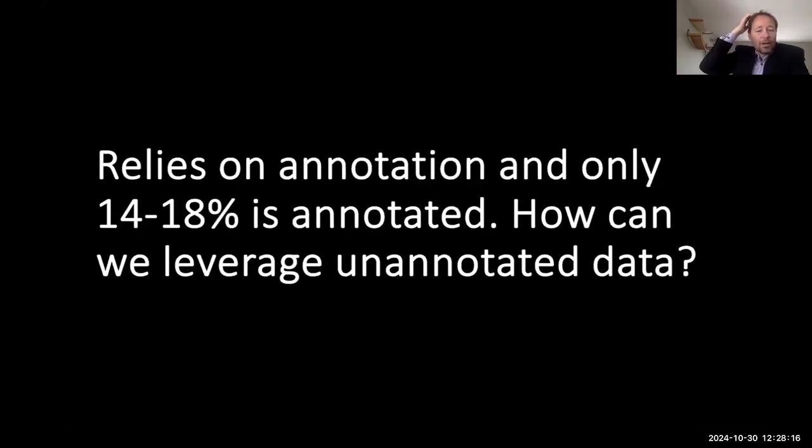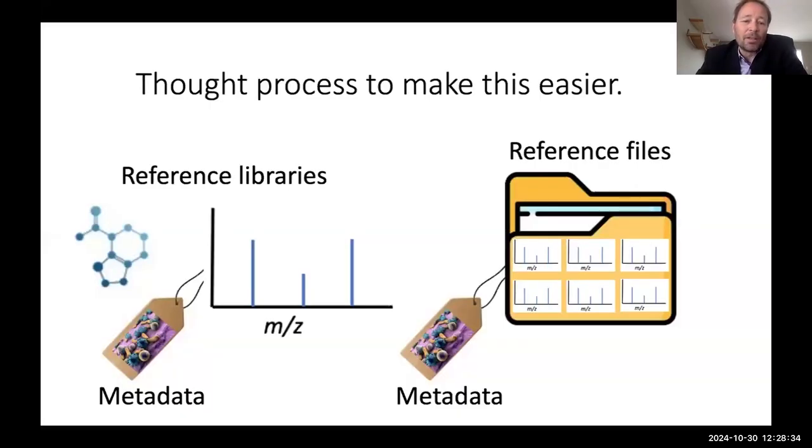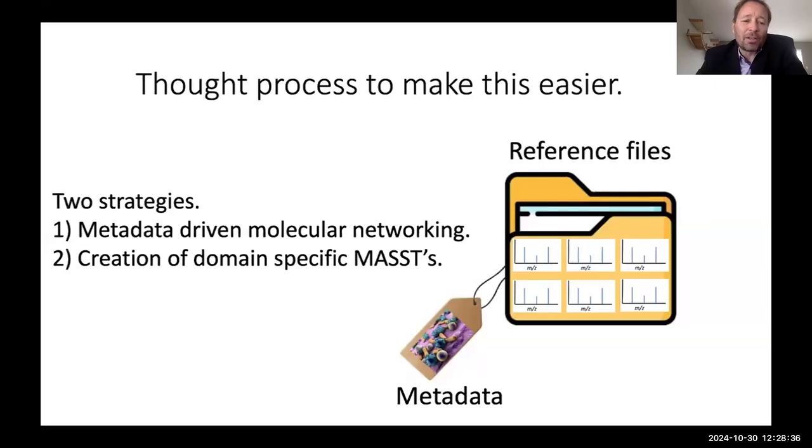But so far, when you do untargeted metabolomics, the majority of the data remains unannotated. The real question is, how can we also leverage unannotated data to inform us about different exposures? We're taking two different strategies. One of those is metadata-driven molecular networking, and the other one is the creation of domain-specific masks. I will get into details and explain both of these.